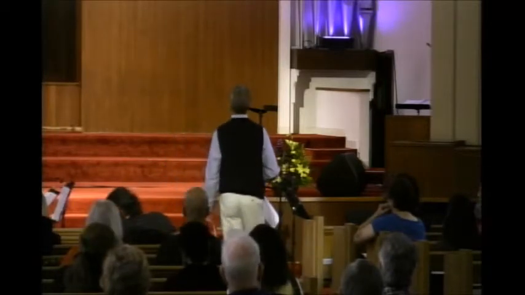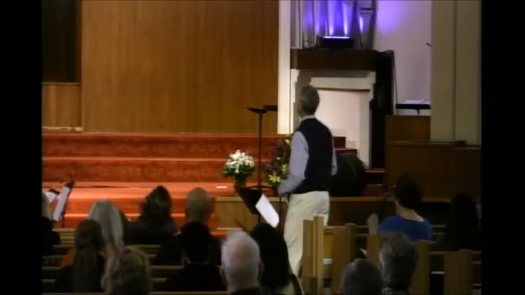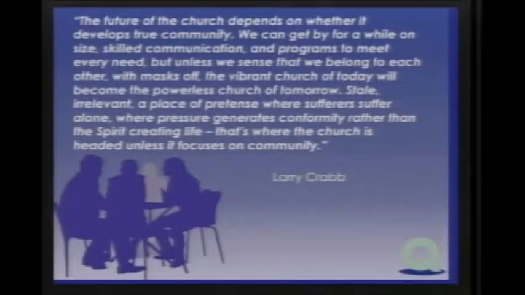Second one, I'll give you this quote. This is a great quote. Larry Crabb, you know who he is? The future of the church depends on whether it develops true community. We can get by for a while on size, skill at communication, and programs to meet every need. But unless we sense that we belong to each other with masks off, the vibrant church of today will become the powerless church of tomorrow. Stale, irrelevant, a place of pretense, where sufferers suffer alone, where pressure generates conformity rather than the Spirit creating life. That's where the church is headed unless it focuses on community.